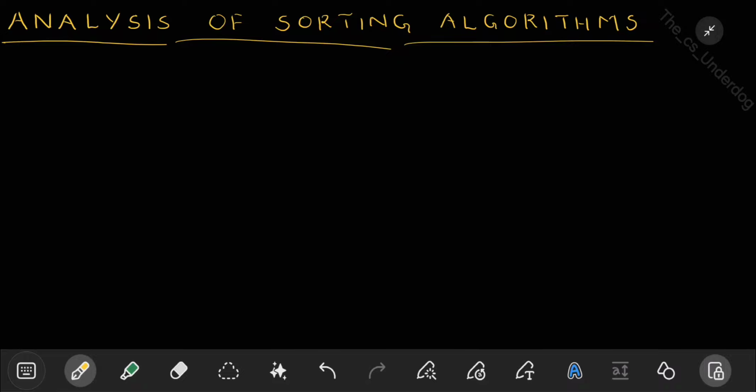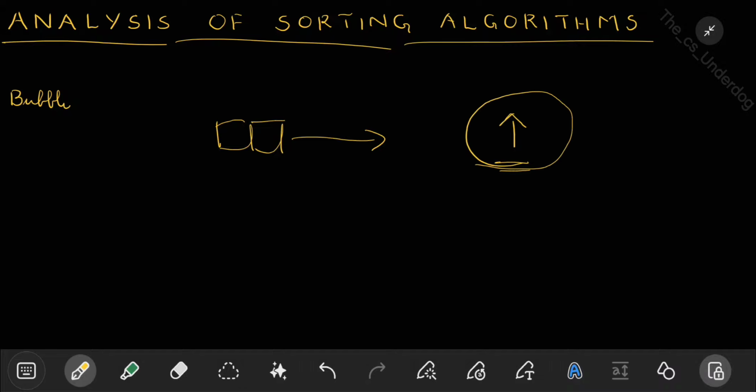We'll start with whatever we started with in our lectures. First one was bubble sort. So in case of bubble sort, what is it that we followed? We bubbled up the largest element to its right place after each pass. So after the first pass, the largest element gets bubbled up to the right place. After second pass, second largest element gets bubbled up to its right place, and so on. And this is where the name bubble sort came from.